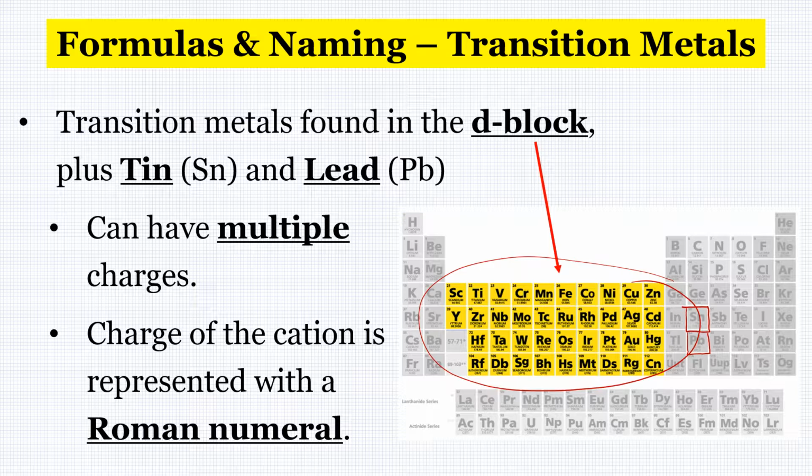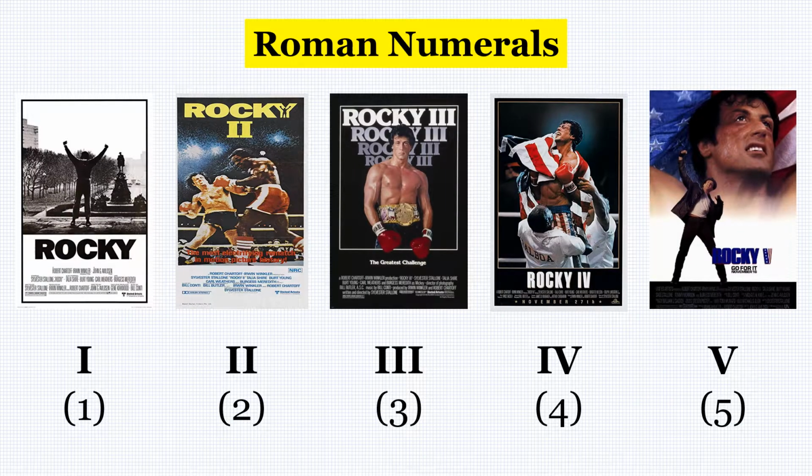So let's take a look at an example. One of my favorite movie series of all time is the Rocky movies. And all five of the original Rocky movies use Roman numerals in the name, except for Rocky 1. At the time, I don't think they realized there were going to be multiple movies. But the number 1 is represented with an I. The number 2 is represented with two I's side by side right here. The number 3 is represented with three, so not too complicated for the first three numbers.